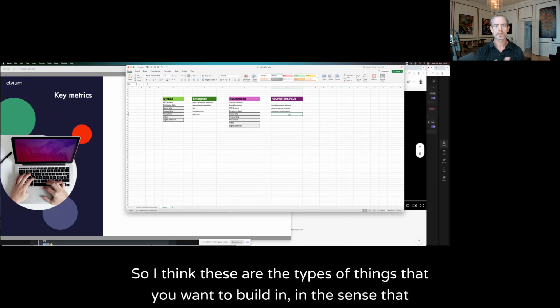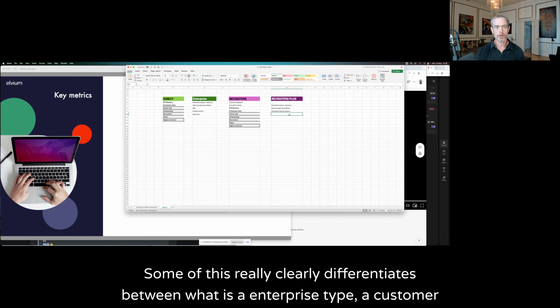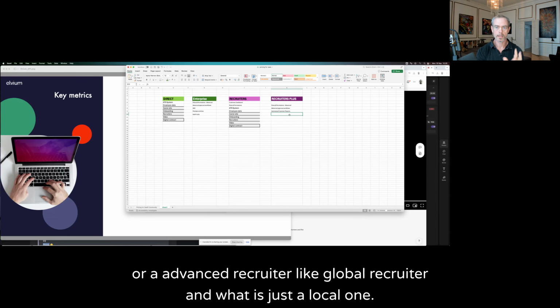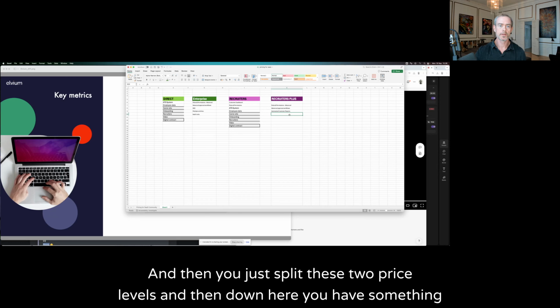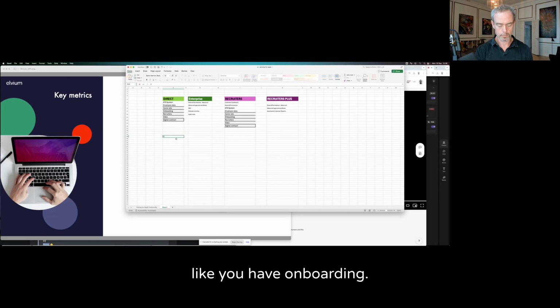So I think these are the types of things that you want to build in, because some of this really clearly differentiates between what is an enterprise type of customer or an advanced recruiter, like a global recruiter, and what is just a local one. And then you just split these two price levels. And then down here you have something like onboarding.